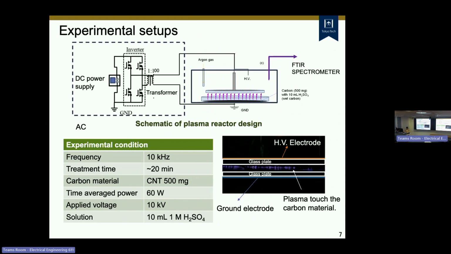So how much energy? If we use a pulse power source, the power consumption might be reduced to 5 watt. So the efficiency will be very high. Okay.